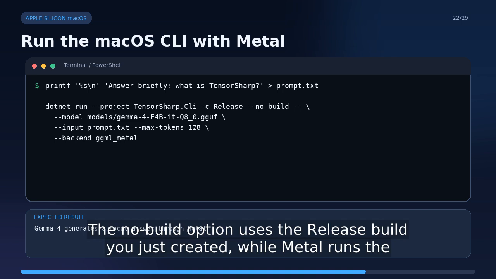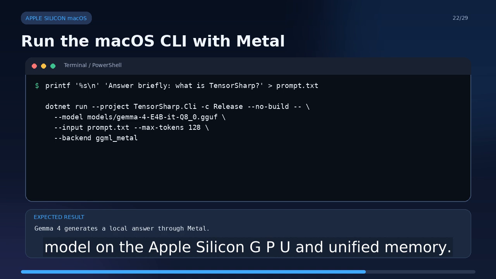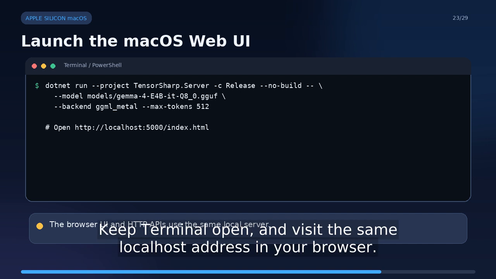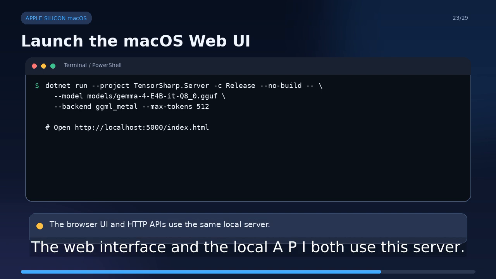The no build option uses the release build you just created, while Metal runs the model on the Apple Silicon GPU and unified memory. For browser chat on the Mac, start TensorSharp server with the Metal backend. Keep terminal open and visit the same localhost address in your browser. The web interface and the local API both use the server.